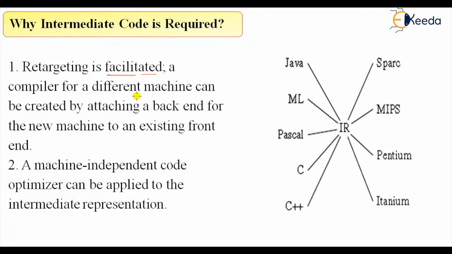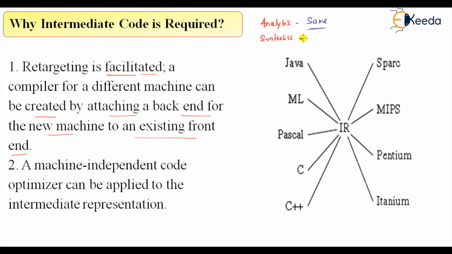A compiler for a different machine can be created by attaching a backend for the new machine to the existing front end. Now here we have an analysis, as when this course started, there was an analysis part, as I told you. There is an analysis part and there is a synthesis part. For any reason, this analysis part will remain the same. This part will remain the same regardless of the machine.